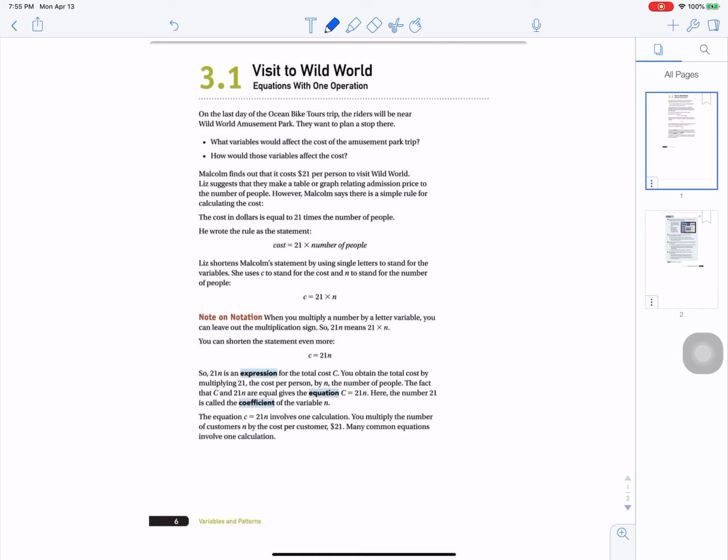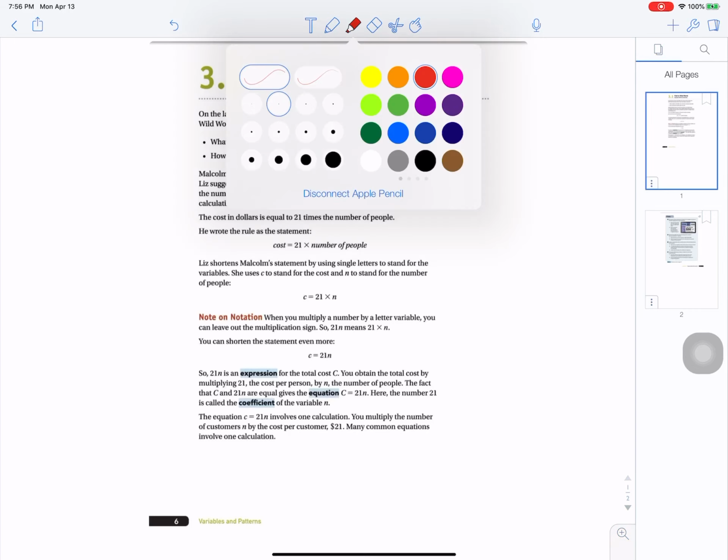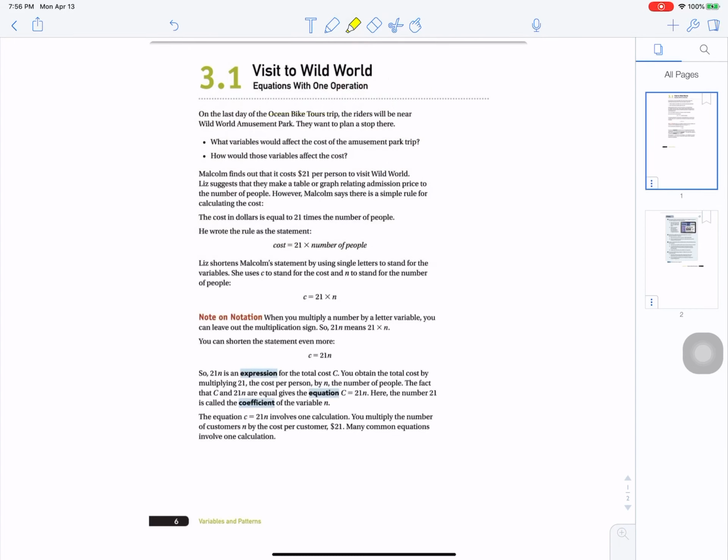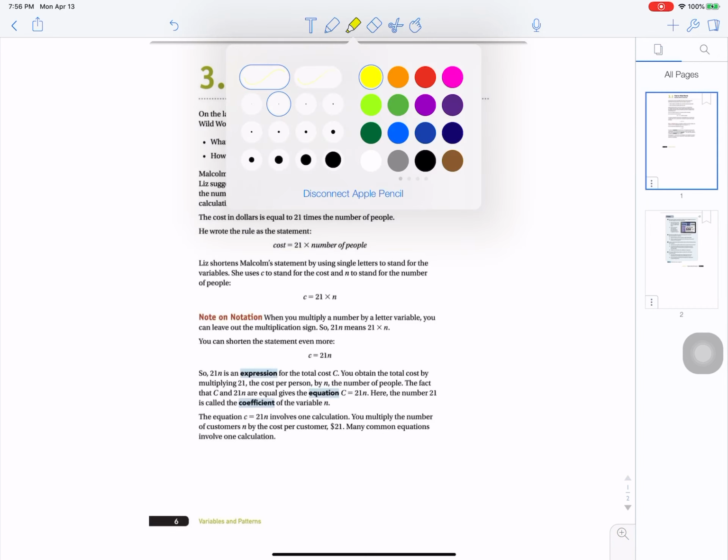I've said it a couple times in my instructions. You need to possibly make adjustments to your partner quizzes today, but then I want you to do problem 3.1. It starts on page 65 with some instructions, and then on page 66, this is what this is here. So again, with Ocean Bike Tours, on the last day they are deciding to go to the Wild World Amusement Park. Let me make this a little bigger.